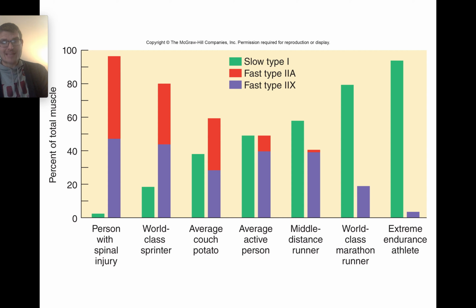A sprint is a very short distance race. So a sprint can be anything from 50 meters, which is a race that, if you're a world-class athlete, should be over in about 5 seconds, to 100 meters, that's about 10 seconds, to 200 meters, that's about 19 to 20 seconds. So these are races that should not last very long.